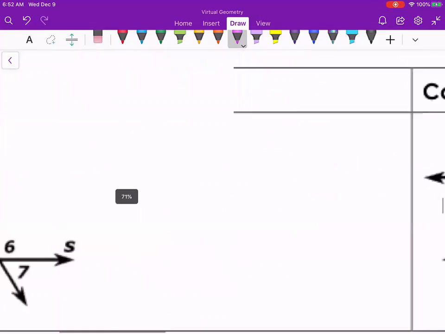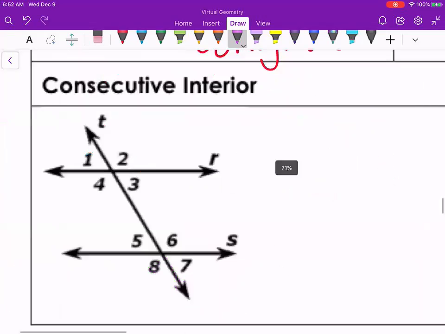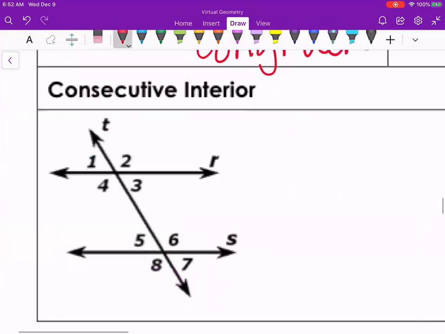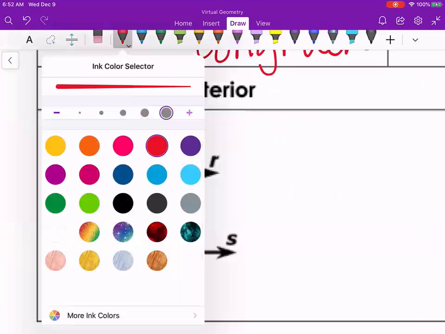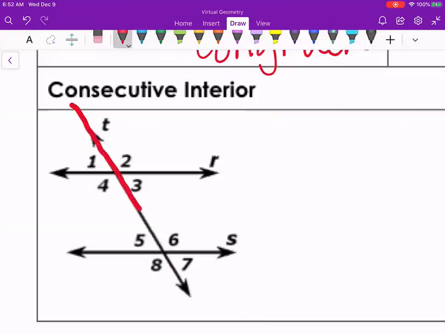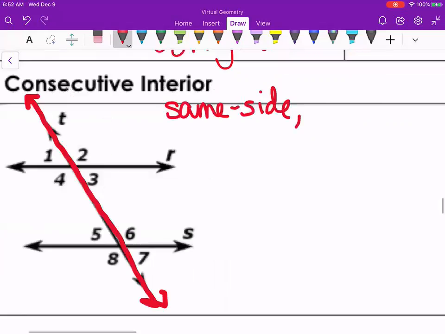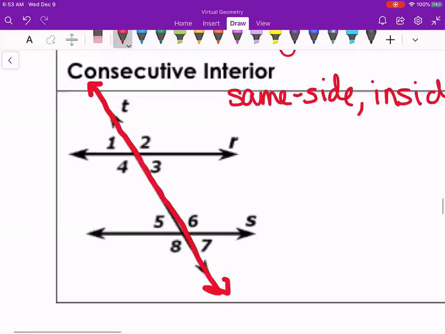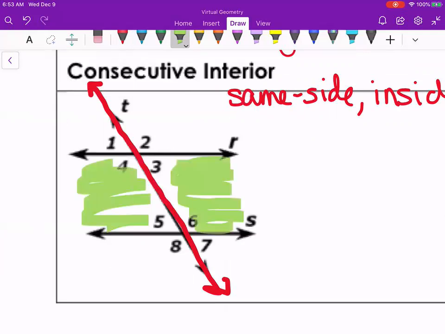All right, now let's go to our other options that we have, which are the consecutive interiors and exteriors. So again, consecutive is talking about what side of the transversal the line is on. And for this one, consecutive means same side and interior for inside the parallel lines. So this time again, we're focusing on the interior of the parallels, and they need to be on the same side of the transversal.